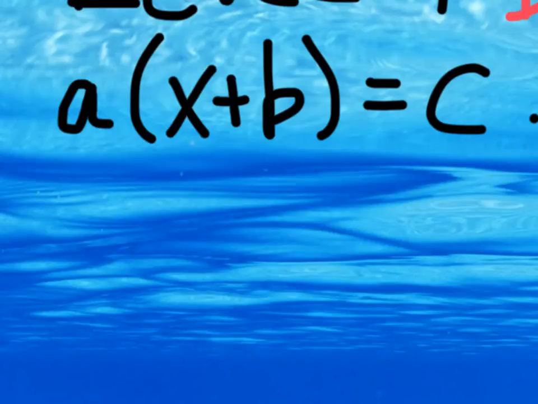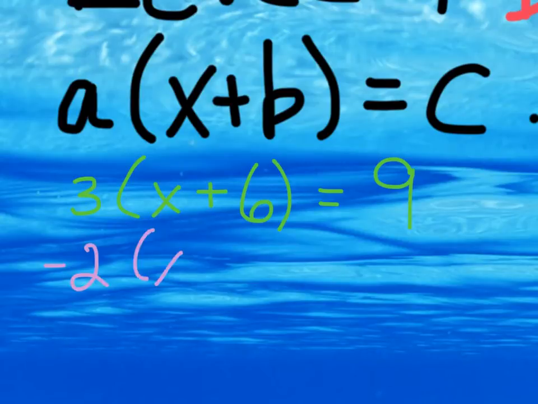For example, the equation could be, a could have a value of 3, b could have a value of positive 6, and c could have a value of 9. For another example, let's say a has a value of negative 2, x has a value of negative 5, so it'd be minus 5, and c has a value of negative 10. So there's a couple examples of this format.